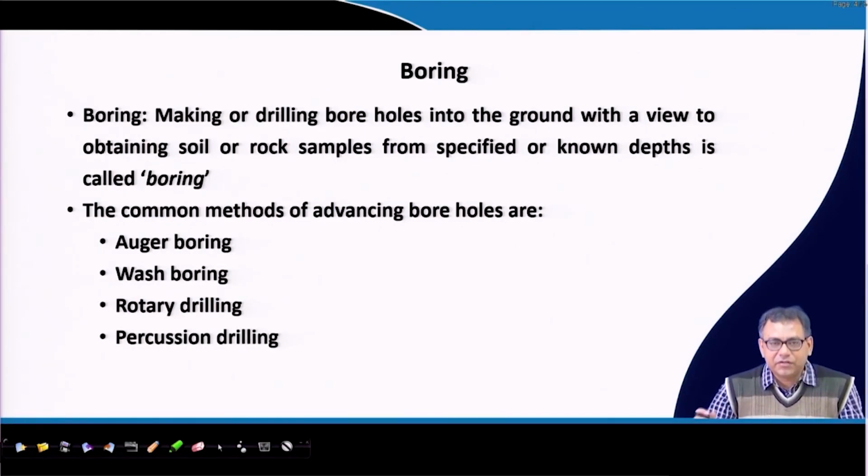The next one is boring. This is the making or drilling of a borehole into the ground with a view to obtaining soil or rock samples from specific or known depths. That means boring is basically done to collect the soil sample from a particular depth, which can be a specific or known depth. The common boring methods available are auger boring, wash boring, rotary drilling and percussion drilling.